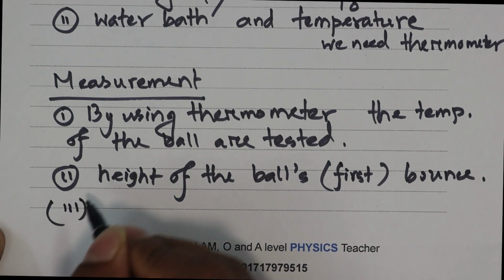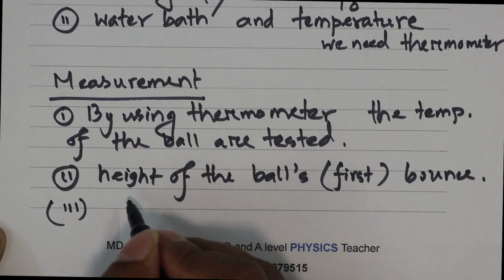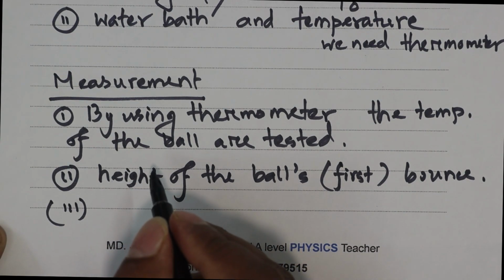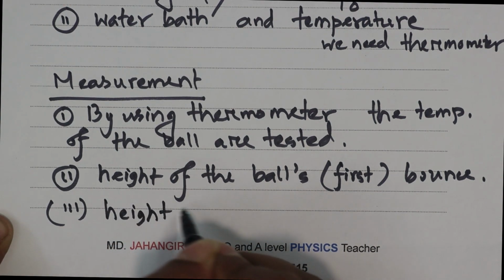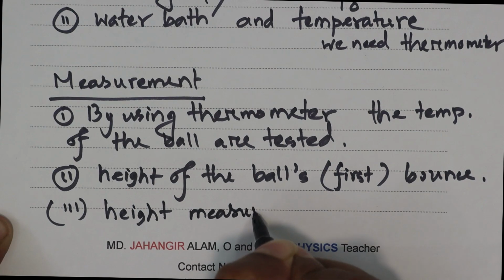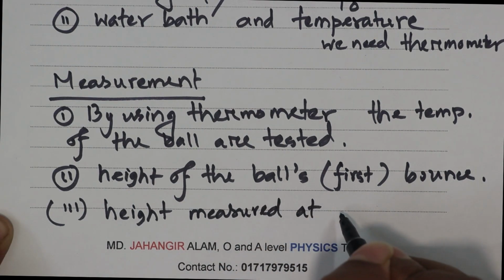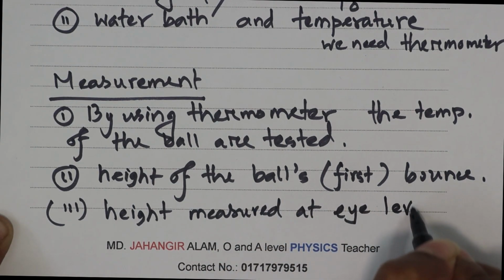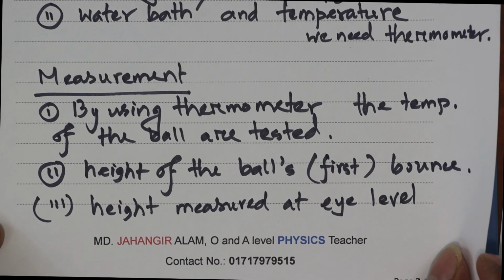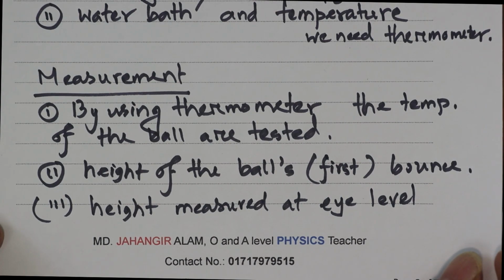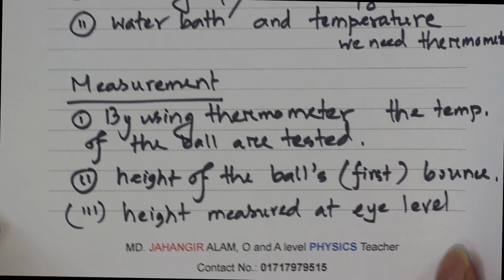Number 3, height measured at eye level, avoiding parallax error. And here a control variable is the height of the ball from the ground surface. That means control variable.